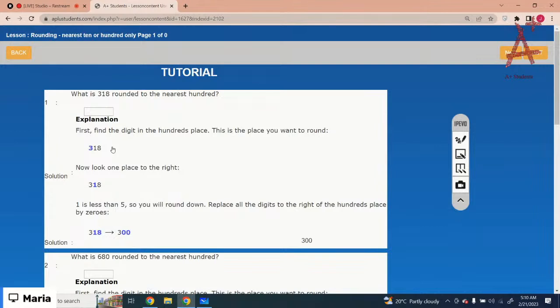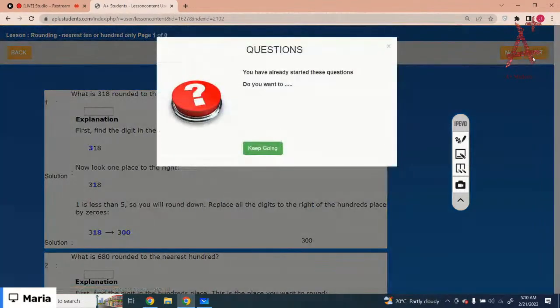Got it? So move one place right from the 100. It would be 1. You have to compare this digit to 5. Is 1 greater than 5 or less than 5? So 1 is less than 5. Got it? So that means you have to round down. You replace all the digits to the right of the 100 place by 0. So it would be rounded off to 300. Got it? Let's just start with the test questions. You can have a look at the questions of the tutorial by yourself. They are already solved.